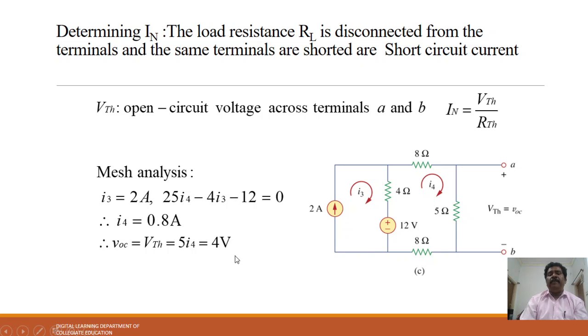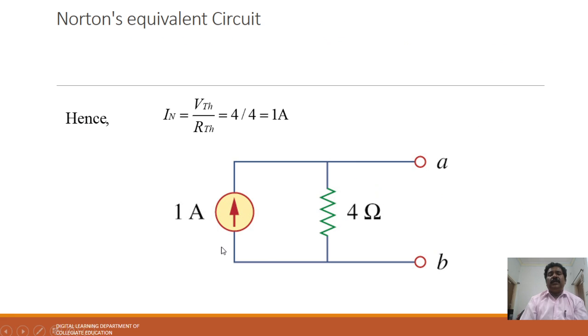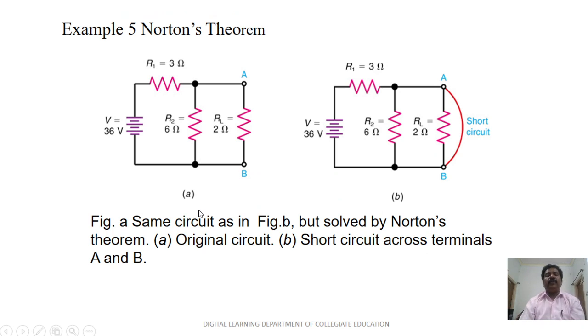I4 is equal to 0.8 and 5 ohms is the resistor, so 5 into 0.8 is equal to 4 volts. This way I can calculate the IN value. IN is equal to VTH divided by RTH. VTH is 4 volts and RTH is 4 ohms, so 4 by 4 is 1 ampere. So 1 ampere of current we are going to convert as IN, and the 4 ohms resistor is nothing but RN.